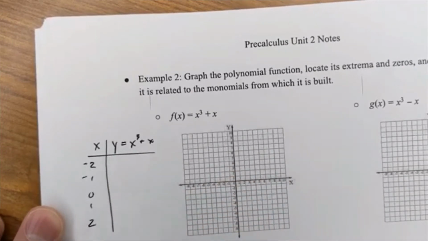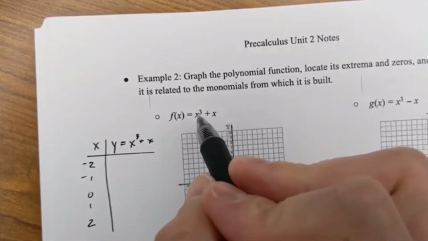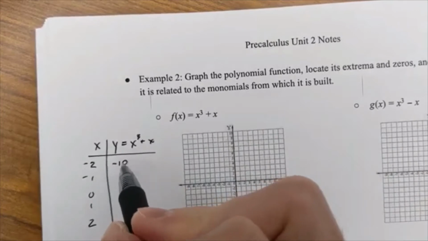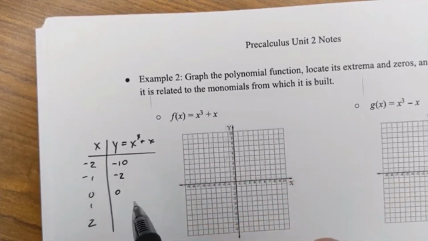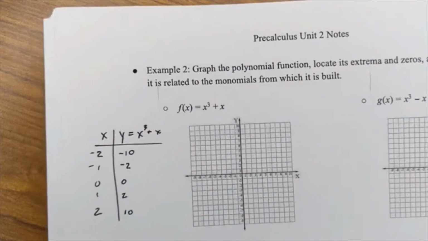We'll do 5 values. So if x is -2, that's -8, so that's -10. If it's -1, that's -2. If it's 0, it's 0. If it's 1, it's 2. If it's 2, it's 10. So those are my values.